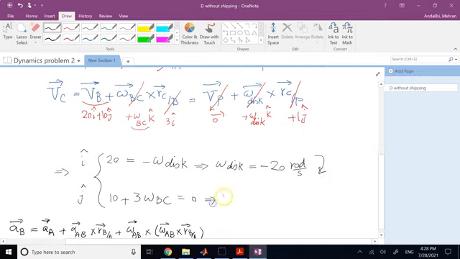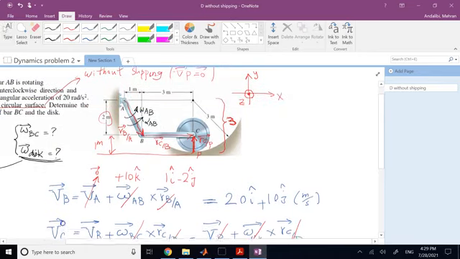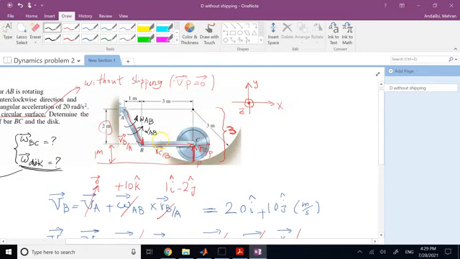And from this bottom one, omega BC is going to be negative 0.3 radians per second, or sorry, 3.3, right? 10 over 3, 3.33 radians per second. And negative again means that's also clockwise. So both of these members are going to go clockwise. This is how this member is going to rotate, omega BC. And this is how this disk is going to rotate, omega of the disk.